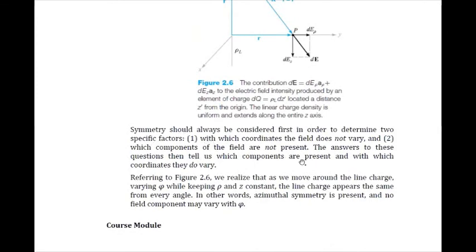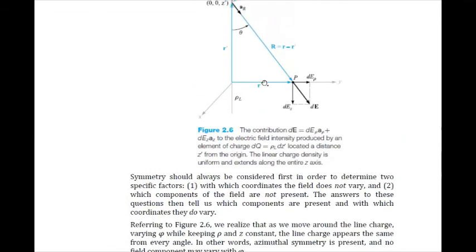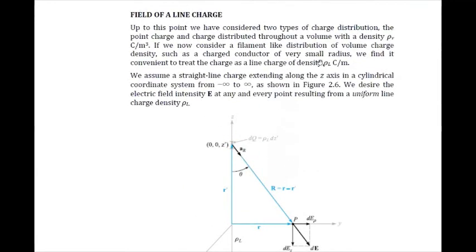Symmetry should always be considered first in order to determine two specific factors. Okay, may dalawa tayong specific factor na i-consider para sa mga symmetry or for this equation. First, with which coordinates the field does not vary. And the second is which components of the field are not present. The answers to these questions tell us which components are present and with which coordinates they do vary. Usually, ang coordinates naman natin dito is naka-cylindrical form. Okay, that is in a cylindrical form.